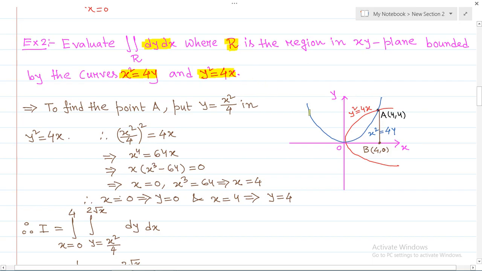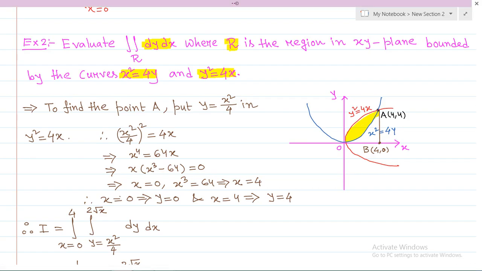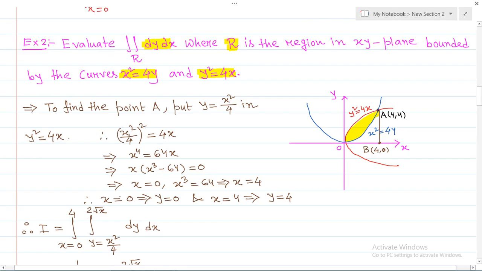x square equal to 4y is a parabola in the shape of a U, and y square equal to 4x is the C-shaped parabola. Both the parabolas intersect at a point A, that is (4, 4). We'll discuss how it comes. Now in between these two parabolas, the intersected portion, which is the common portion between the two parabolas, is bounded by this shaded portion. This is the region over which we have to do the integration. Here capital R, we can see this is the shaded domain. Now, how do we get the point of intersection between these two parabolas?